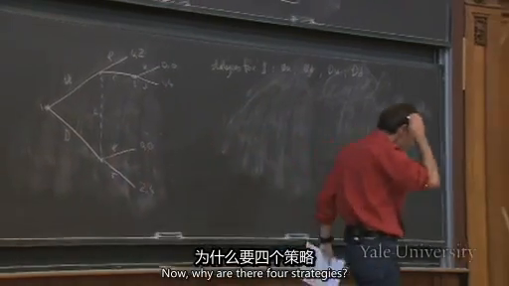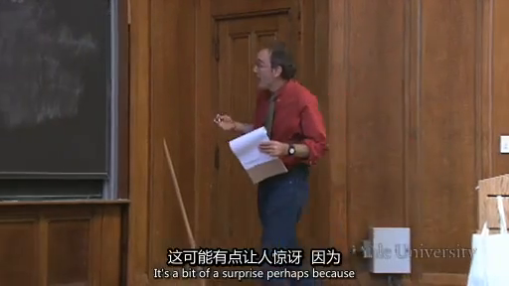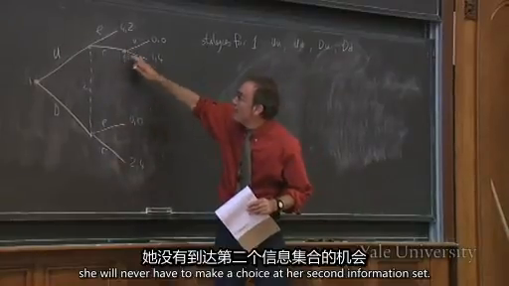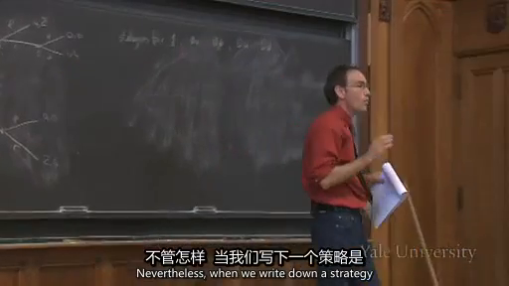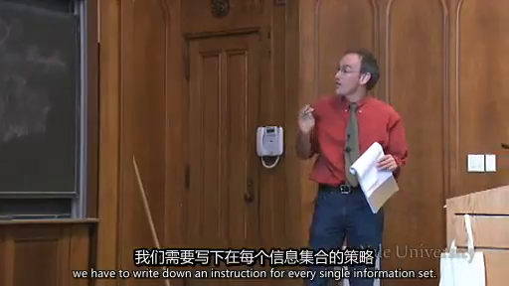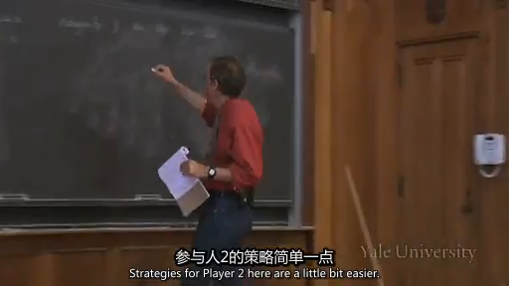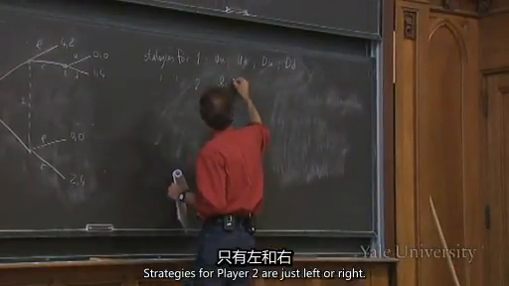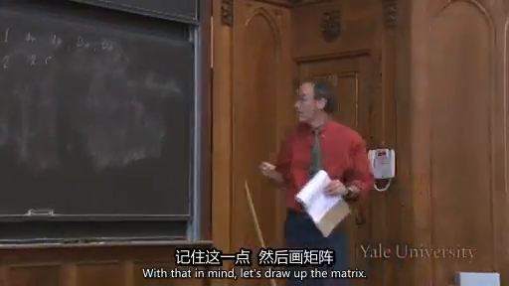Sorry. All right. And why are there four strategies? It's a bit of a surprise, perhaps, because if player 1 chooses down, then she knows she will never have to make a choice at her second information set. Nevertheless, when we write down a strategy, we have to write down an instruction for every single information set, so we include both of those strategies. Strategies for player 2 here are a little bit easier. Strategies for player 2 are just left or right. All right, with that in mind, let's draw up the matrix.